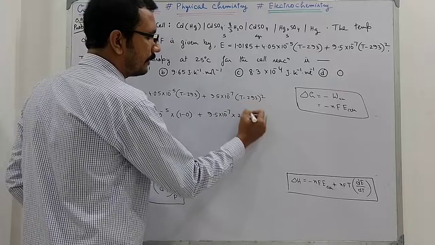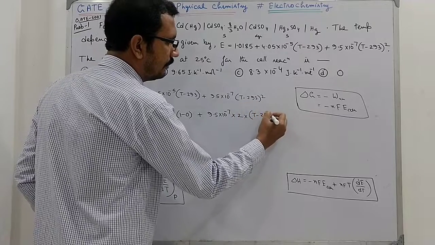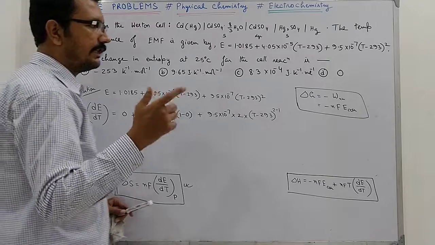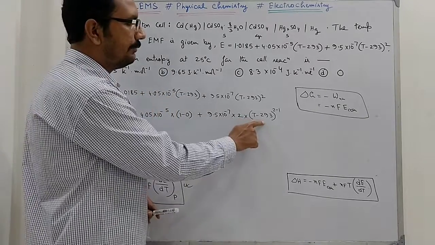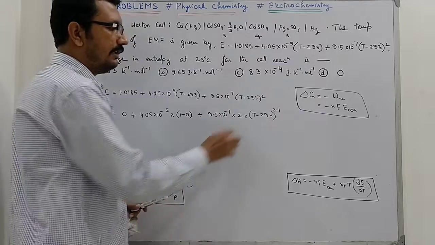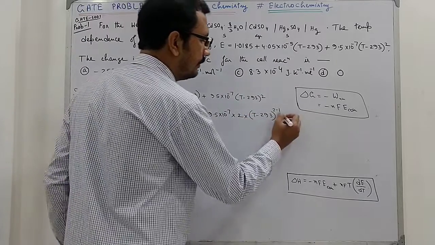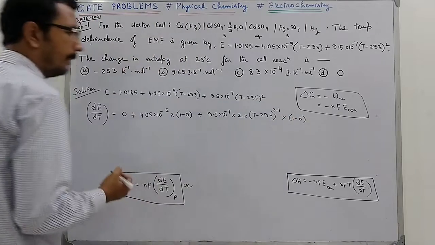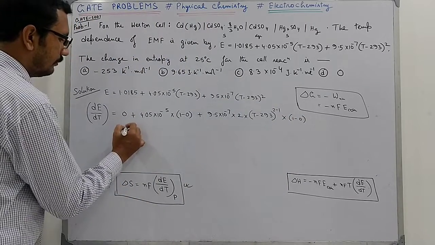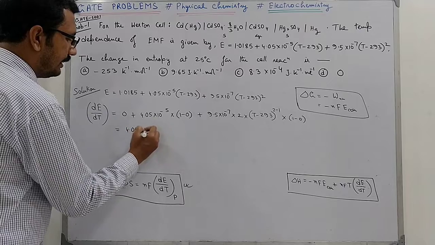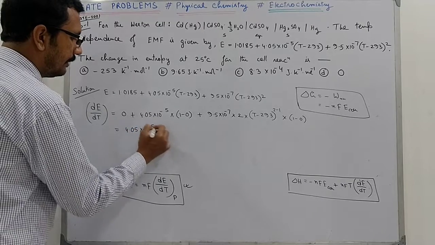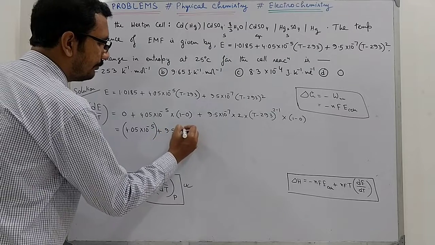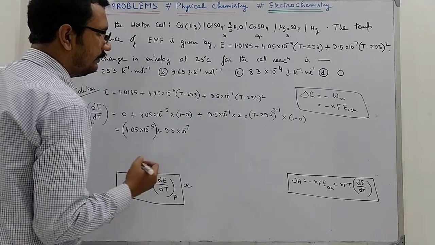See, this power will come first and then it will be 2 minus 1. So if you differentiate x to the power n, it will be n into x to the power n minus 1, and then you have to differentiate this, so it will be 1 minus 0. Okay, so it is 4.05 into 10 to the power minus 5 plus 9.5 into 10 to the power minus 7.